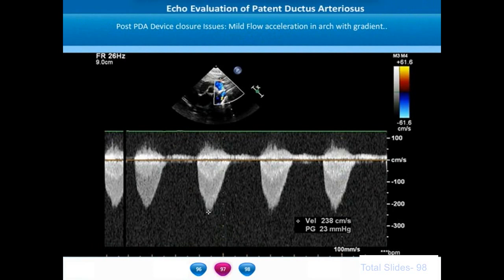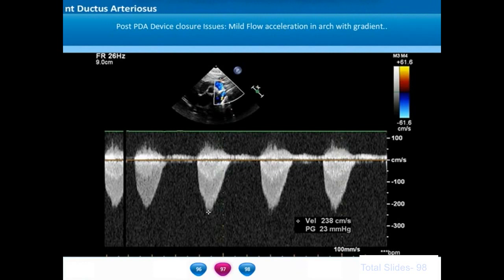When we measure the Doppler gradients across the distal arch in these patients after an interventional device closure of the ductus, we will notice a mild flow acceleration in the arch. In this example, we see a velocity of around 2.4 meters per second, giving a peak gradient of around 23 millimeters of mercury. However, we notice that there is no diastolic gradient at all.